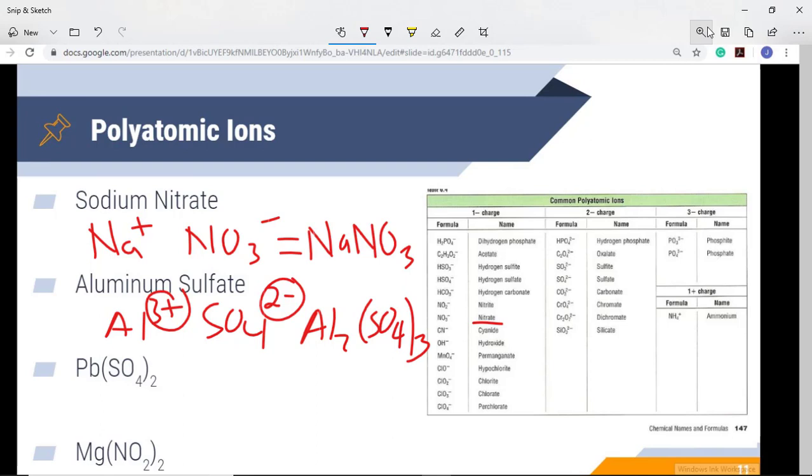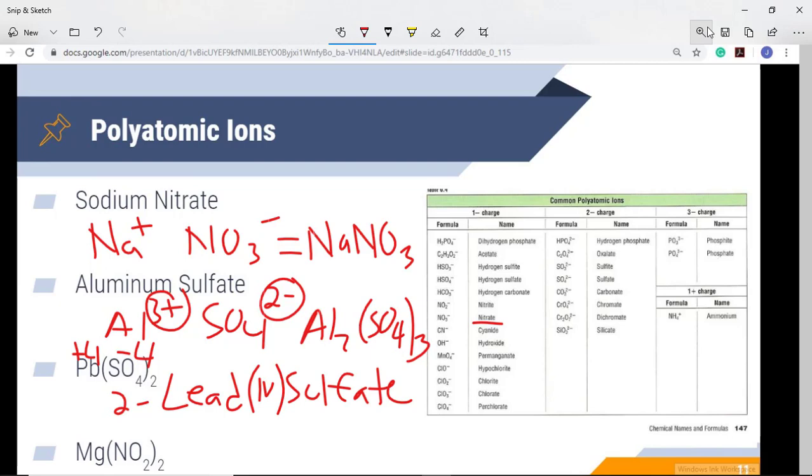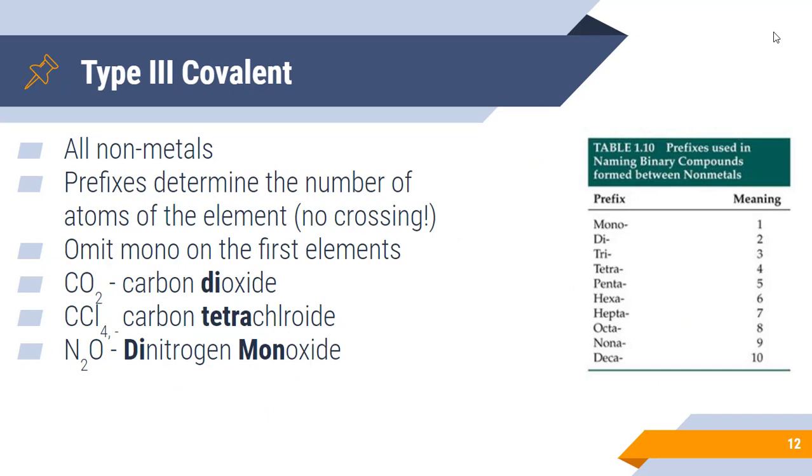PbSO4 2, so this is a little bit different. We're naming this. Same procedure though. Got lead, sulfate. Need to determine the charge on Pb here. SO4 is a 2 minus. There's 2 of them, so that's -4. So Pb has to be a +4. So in Roman numerals, that is IV. Same thing here. We have magnesium nitrite.